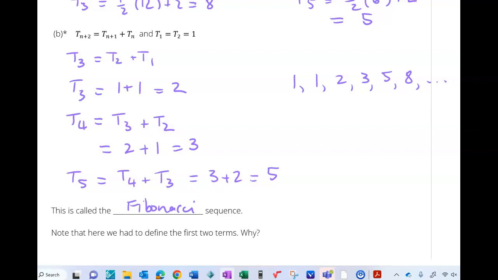All right, you need to define the first 2 terms. Who was listening? Why do we need to define the first 2 terms? Not just the first term. You're using 2 terms to get the next term. So we must define 2 terms. Similarly, if we had a sequence where you use 3 terms, then we'd start at Tn plus 3.